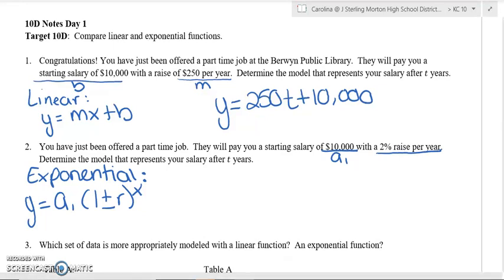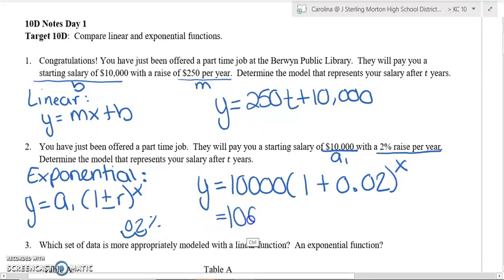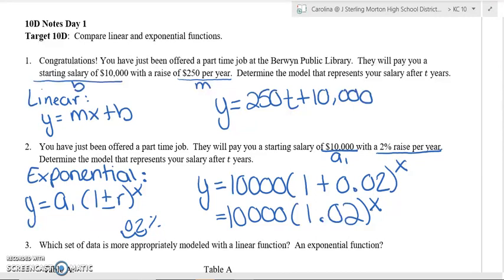So let's start the formula with y equals the 10,000 parentheses 1 plus, because it's a raise, the 2%. Remember, 2% as a decimal would be 0.02 to the x power. So again, I'm going to simplify: 10,000 parentheses 1.02 to the x power. Again, you could leave it as x, or you could write t for years. I will not penalize you on that.